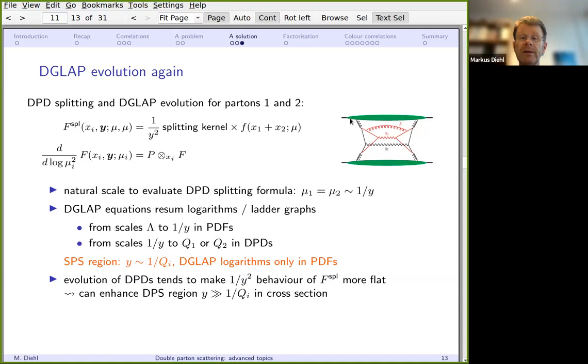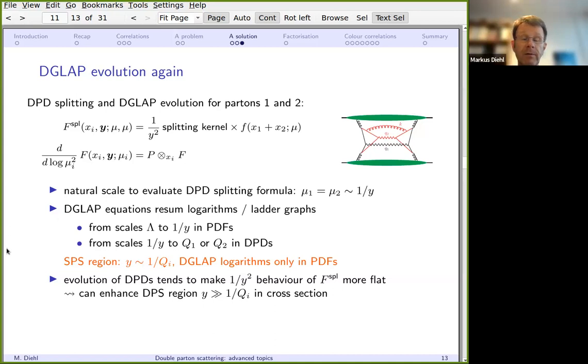So you have ladders between the initial state parton pair that are resummed inside the PDFs. Then you have the splitting at a typical scale of 1 over y. And after the splitting, you have DGLAP evolution for the double parton distributions. And that resums ladder exchanges between the two partons after the splitting, either this parton pair or that parton pair. So you see that this DPS construction has a much richer structure in terms of resumming large logarithms than the single parton scattering graph, where you would just resum the ladder exchanges from the initial conditions, but you would not resum any of these ones.